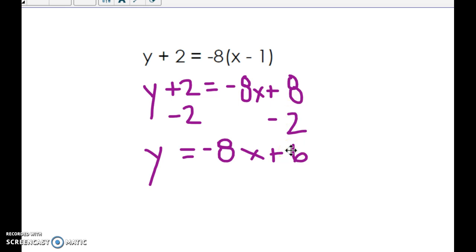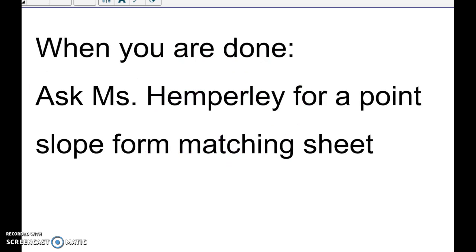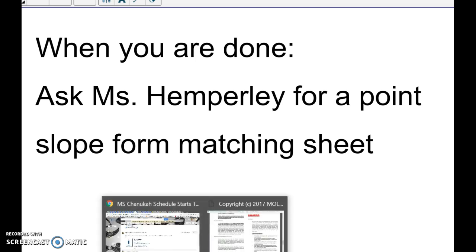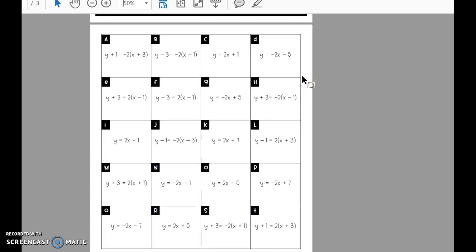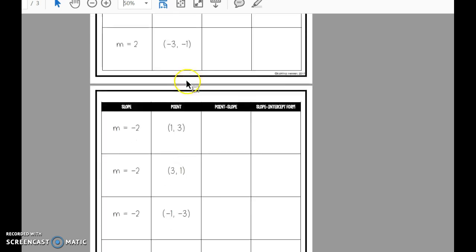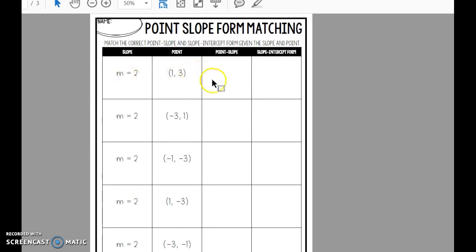So now that you have those in your notes, you're going to do an activity with a partner. It's going to be point-slope form. I'm going to show you what it looks like. You'll be given the slope and the point, and you need to be able to write it in point-slope form and also slope-intercept form, but they're matching cards. Some of the cards are written in point-slope form, some of the cards are written in slope-intercept form, and you're going to be matching the ones that go with each slope and point on the side.